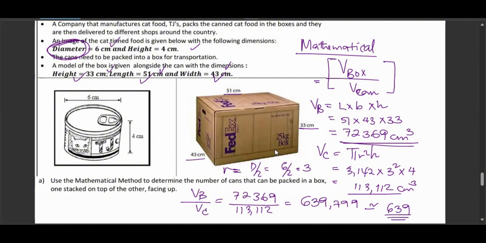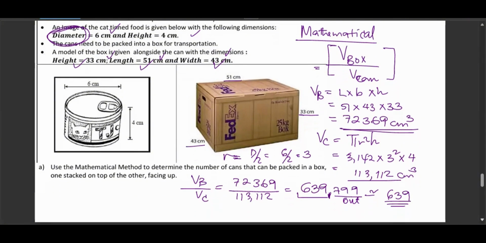Why do we round down? The moment you make it bigger, that means they won't fit. You will have to squeeze them. So how many full ones fit there? You take the whole number. The reason why we don't round off the normal way is because when you try to force it, it won't be enough.